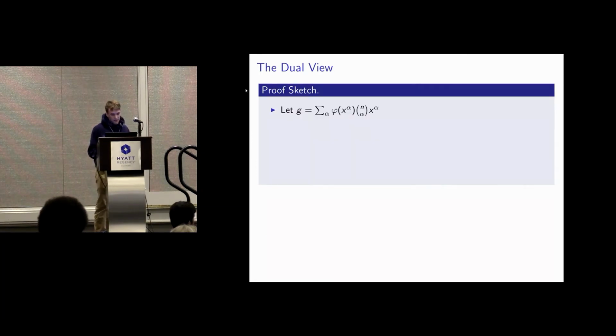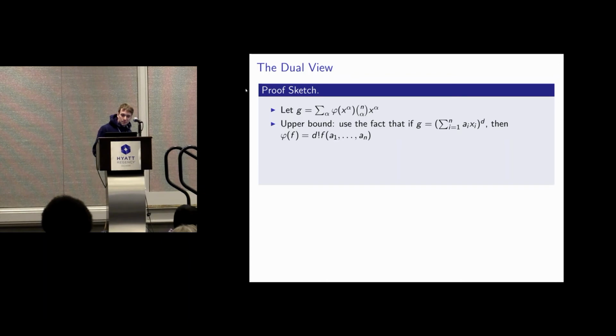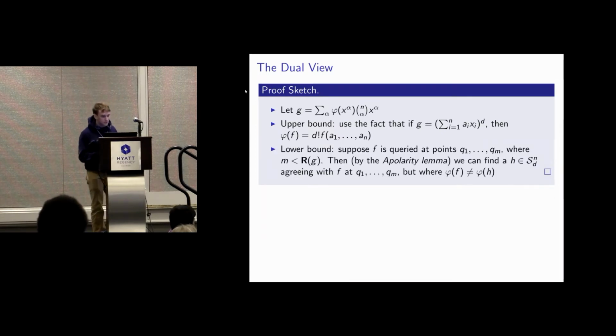And just an idea of the proof. Define G as this polynomial whose Waring rank we're interested in. For the upper bound, we use the simple fact that if G happens to be a dth power of a linear form with coefficients a1 through an, then phi evaluated at f is just equal to d factorial times f evaluated at this point a1 through an. And this just follows from a simple direct calculation. The lower bound is a little more interesting.